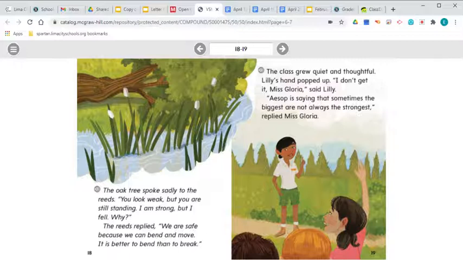The class grew quiet and thoughtful. Lily's hand popped up. "I don't get it," she said. "Lily, Aesop is saying that sometimes the biggest are not always the strongest," replied Miss Gloria.